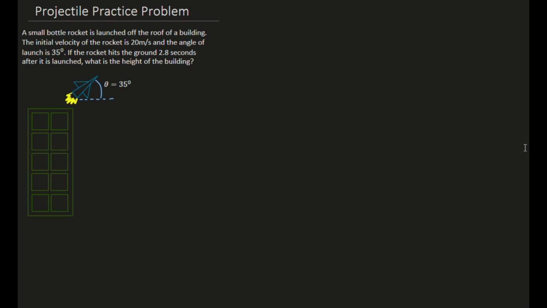And once the rocket leaves whatever it's being launched off of, there's no acceleration in the x direction. The only acceleration acting on the rocket is gravity, and that's all in the y direction. So for this problem, so long as we break down all the y components, that's actually all we care about. There's not really much fun going on in the x direction. So let's break it down.